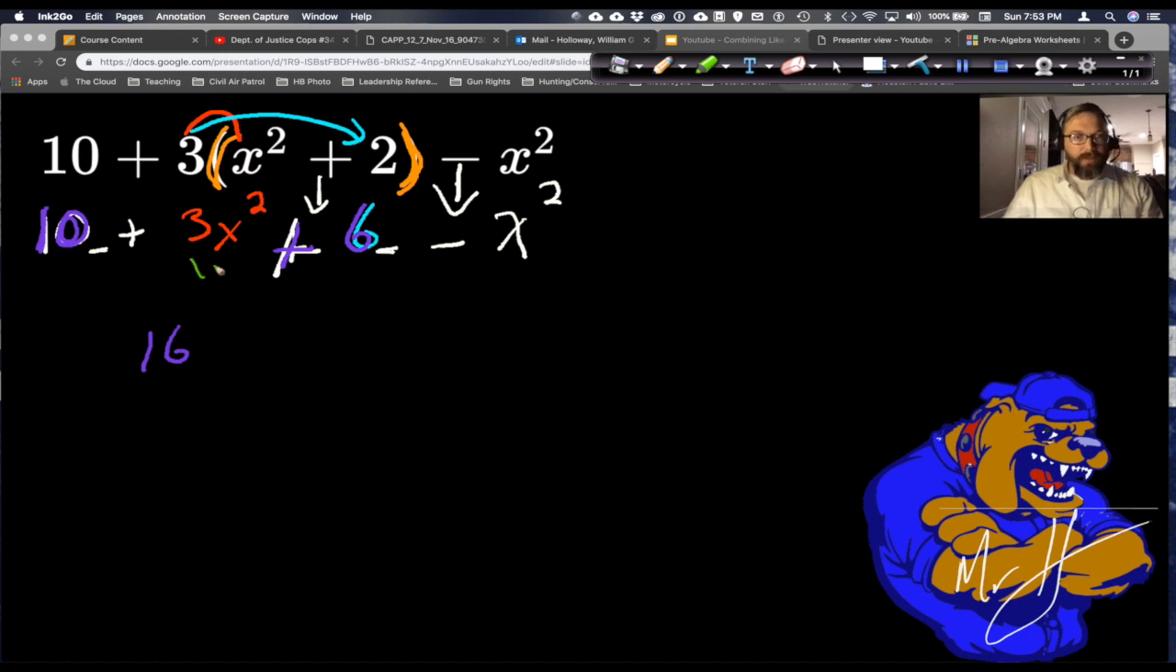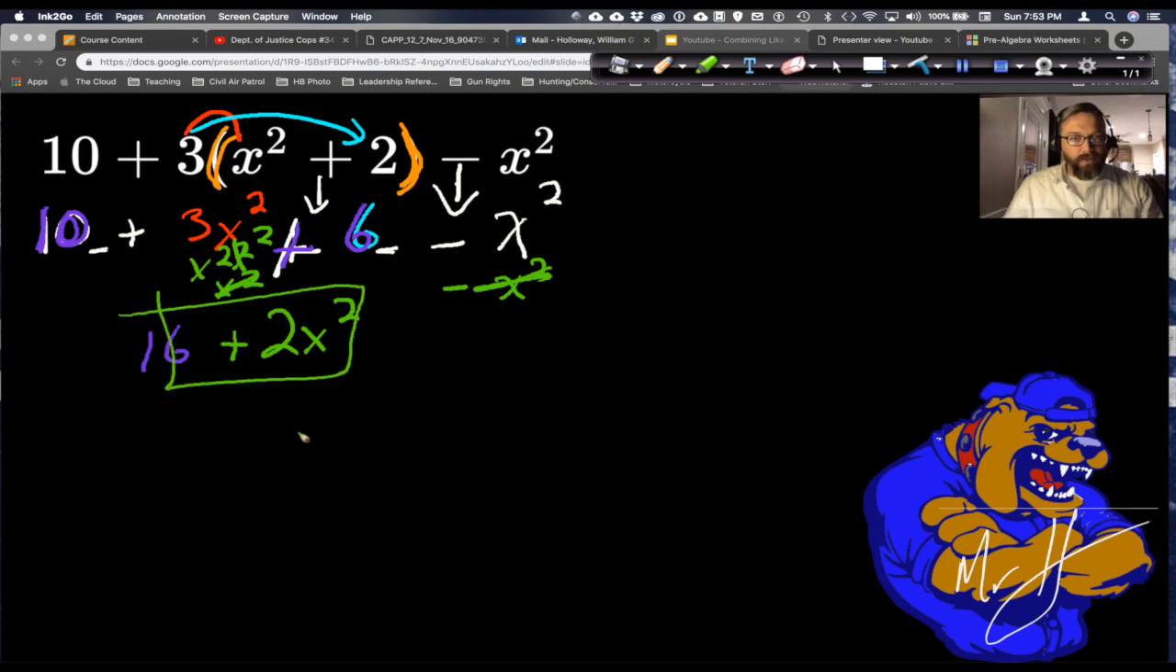And then I have my 3x squareds, x squared and x squared minus 1x squared. Well, if I subtract 1x squared from these x squareds, what do I have? I have 2x squareds. So the simplification of this is 16 plus 2x squared. And for those of you that want to write things in a more professional order, 2x squared plus 16, because we will always put the variable to the left, and it will always be the variable with the highest exponent. Let's move on.